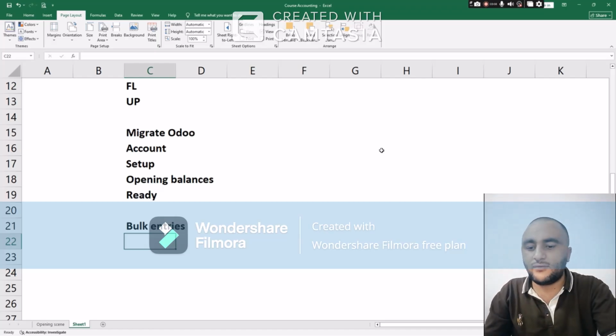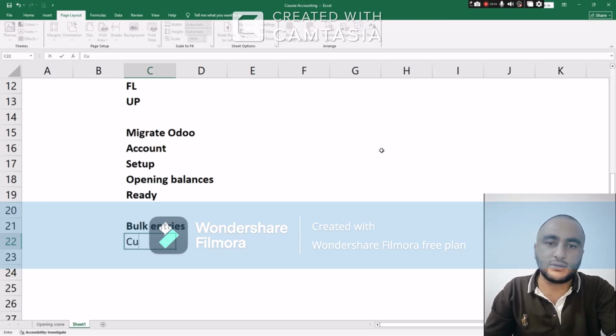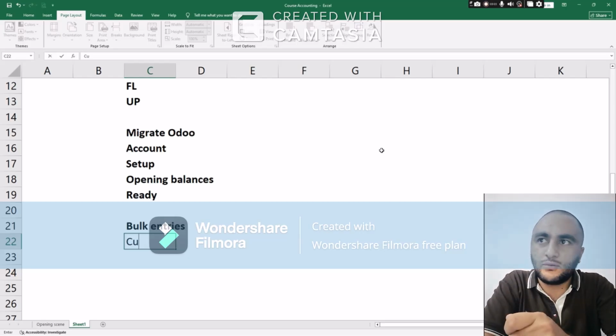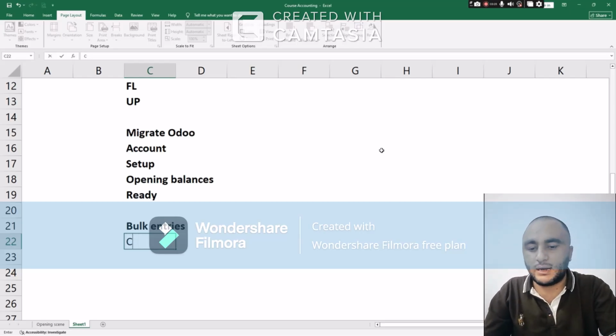If any company asks for customization, coders will do that. We are accountants, so we cannot code, we cannot customize Odoo, but we can implement Odoo, we can use Odoo, we can make it ready to use, and we can do bookkeeping. More importantly, bookkeeping on Odoo.